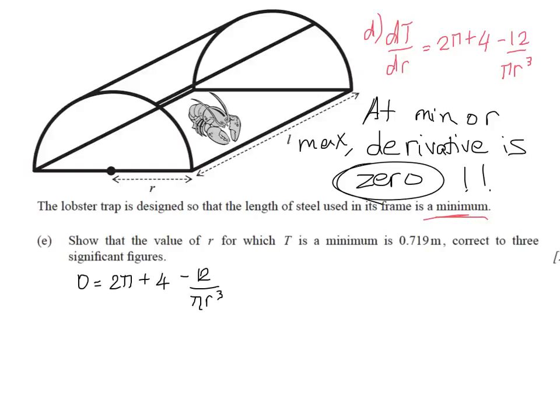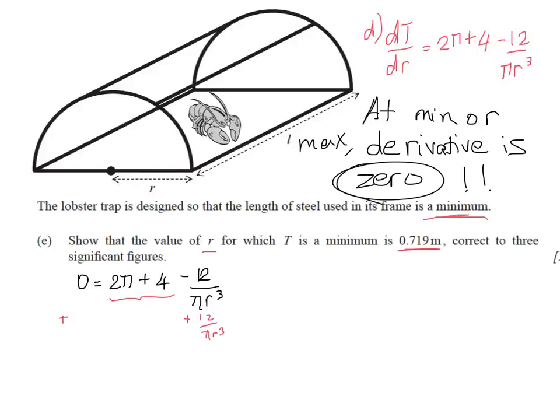Now they want us to show that r is going to be equal to 0.719. All right, so this takes some algebra skills here, and we're going to work through it. We just have to be confident and trust that the answer will come. All right, so we're trying to isolate our r. So let's get these things on the left side here. Let's get these things away from our r by adding 12 over pi r to the third to both sides.